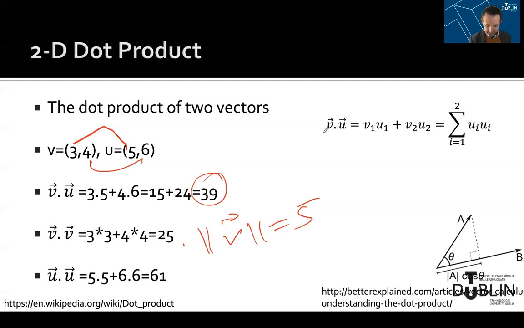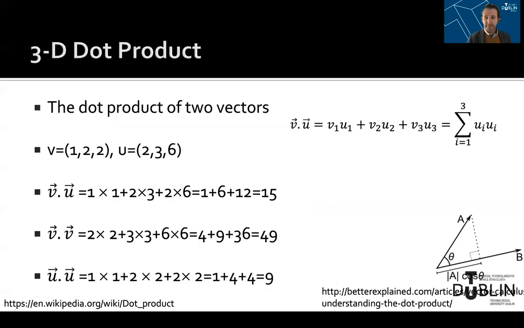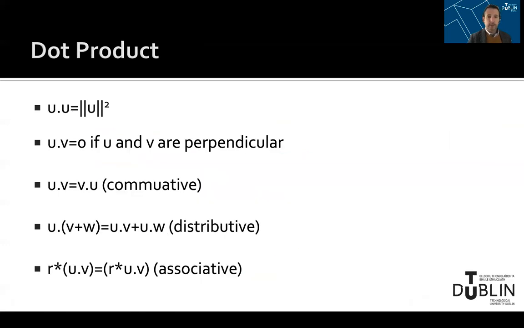So here we have the generalized formula for 2D. For 3D, same premise: u dot v, 1 times 2, 2 times 3, 3 times 6, gives you 20, yeah? v dot v is just you multiply 1 by itself, 2 by itself, 3 by itself. Same with u dot u. The dot product, once again, is a number, not a vector. As I said, v dot v is the length squared.